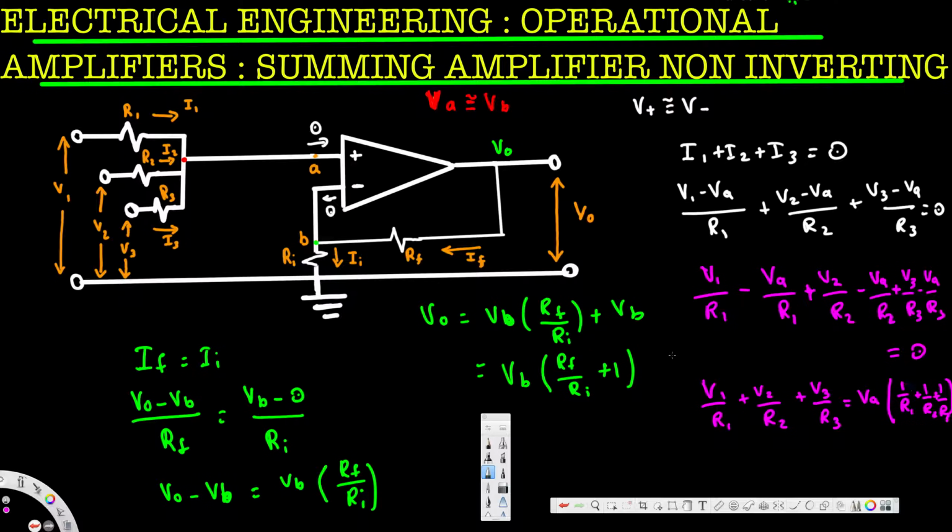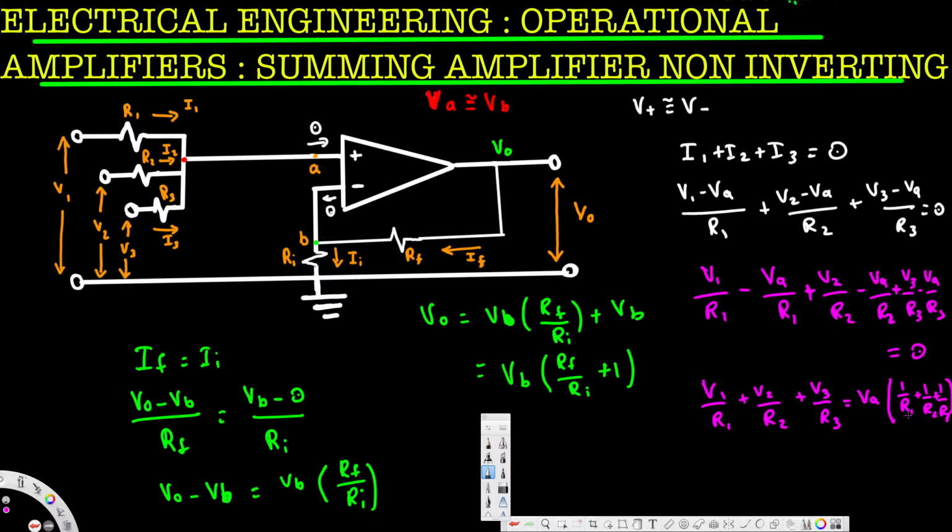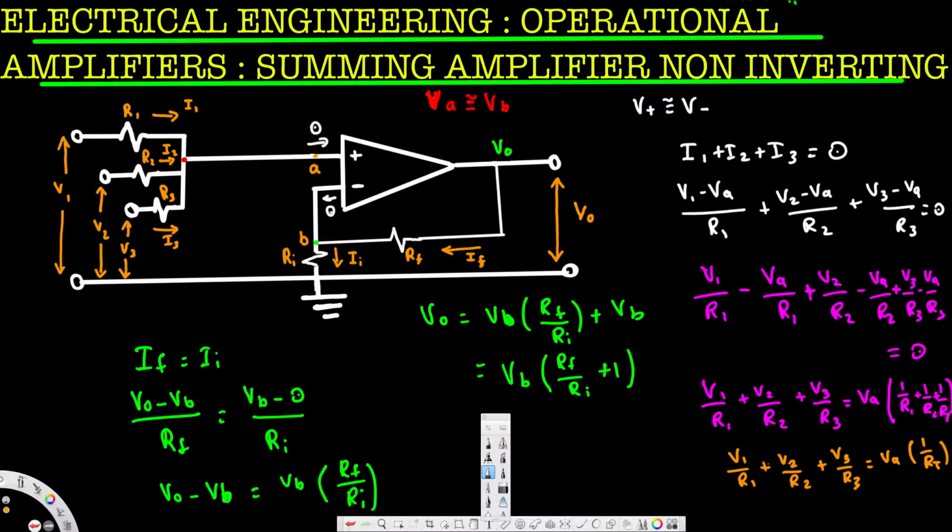Here you can see this is the addition of all the parallel resistances. So the equivalent resistance can be replaced with 1 over RT, right? So we can replace all of this with 1 over RT. Okay, let's write this one with a different color. So this is V1 over R1 plus V2 over R2 plus V3 over R3. That's equal to VA times 1 over RT. This is the equivalent resistance. Now I'm going to bring this RT to this side because our purpose is to find VA.